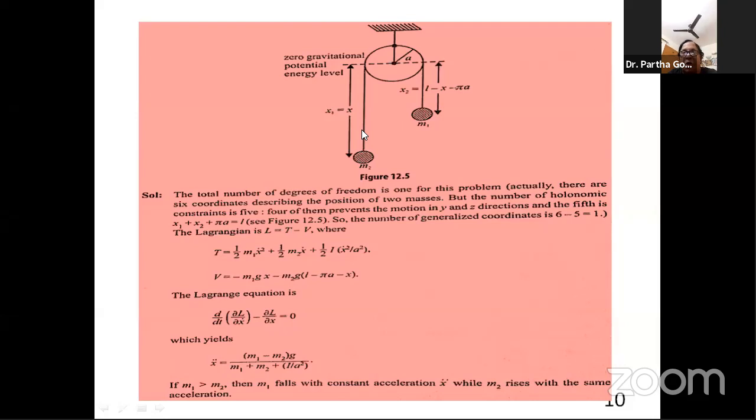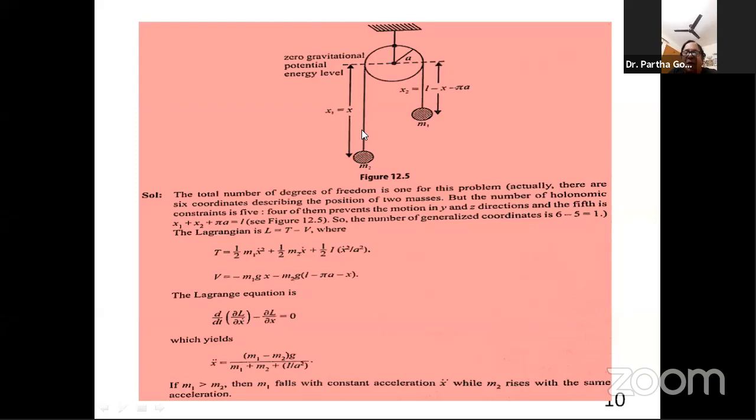So the Euler-Lagrange equation will be d/dt of dL/dx dot minus dL/dx equals 0, and you have your L as T minus V, which had been defined. If you solve this equation immediately, you will get x double dot as (m1 minus m2) g divided by (m1 plus m2 plus I by a square).